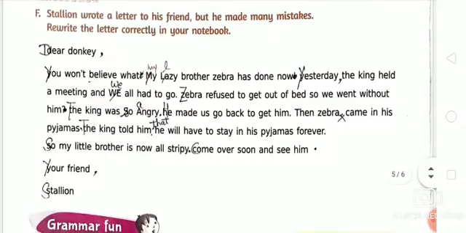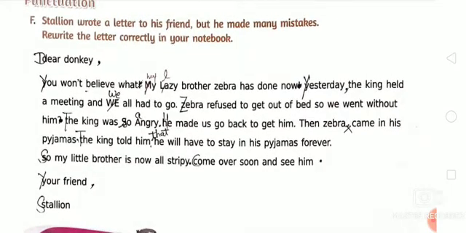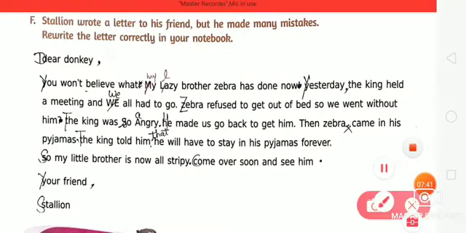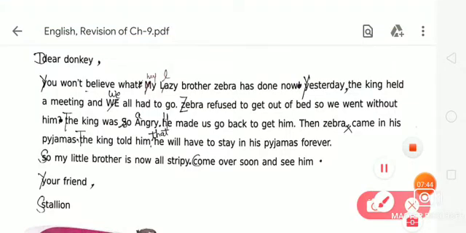As you all know the uses of punctuation, we will use the correct punctuation in these given letters. First of all, the first correction is in the word dear. The first letter will be capital. Okay, dear donkey. Now the next, the first letter U will be capital. Here we have to change this given letter to a capital letter. You won't believe what. After that, my, it will be M in small letter. My, and L also will be in small letter. My lazy brother zebra has done now.